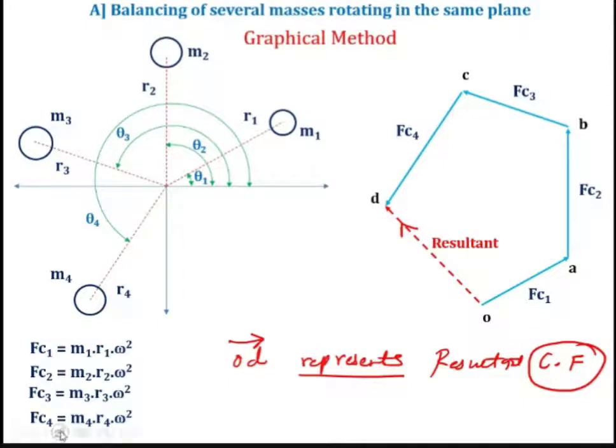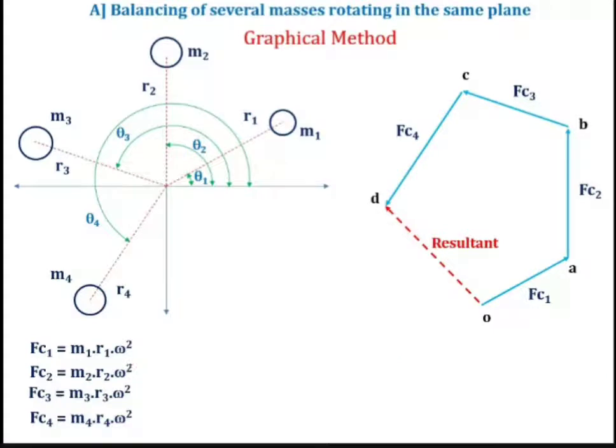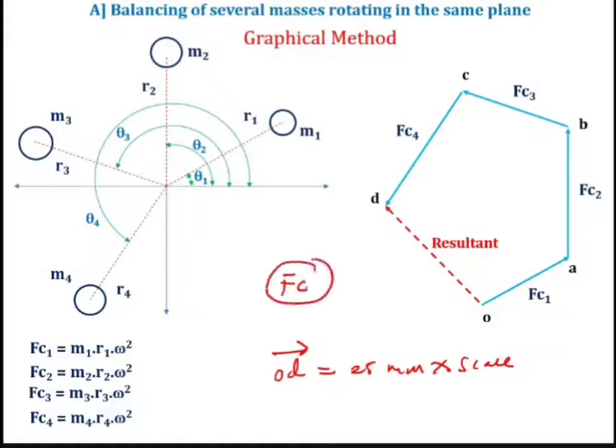Now you have to calculate this. So how will you calculate this? It is very, very simple. Now you can measure this OD. Let us say you are measuring this vector OD and let us say it is 25 mm. After measurement, you multiply it with the scale, and from this, what will you get? You will get the resultant force, that is Fc. And this Fc is nothing but the resultant force of Fc1, Fc2, Fc3 and Fc4, right?